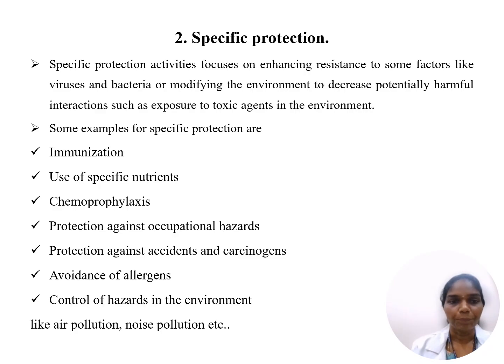I told you already, immunization: vaccines for a particular disease, some particular vaccines are available. For example, for diphtheria we have DPT, or for tuberculosis we have BCG. So we have specific vaccines for specific diseases. Use of specific nutrients: if somebody with anemia comes to us, we give them iron-rich foods. We encourage them to incorporate iron-rich foods in their diet. And chemoprophylaxis: in addition to that, some supplements also we give them, like iron tablets and vitamin C tablets. So this is chemoprophylaxis.